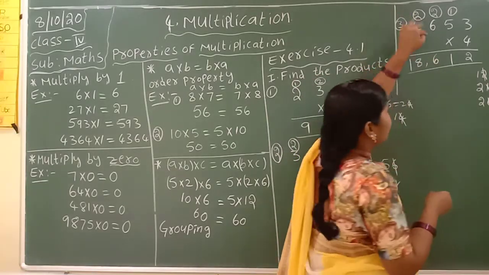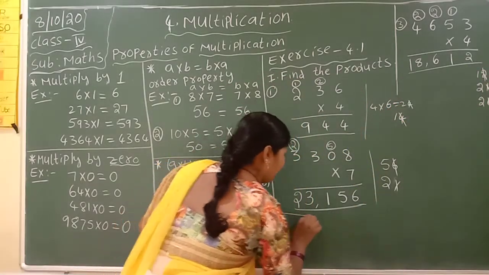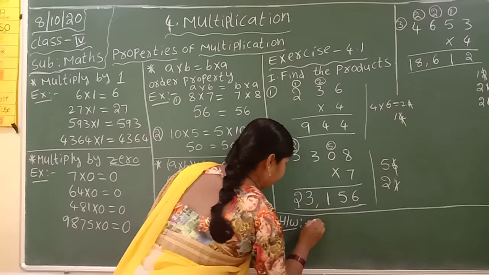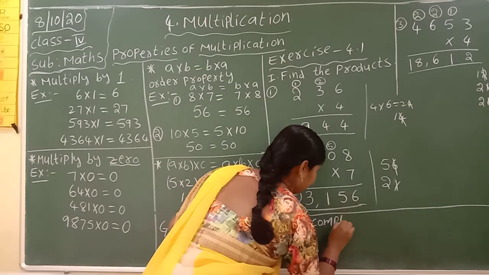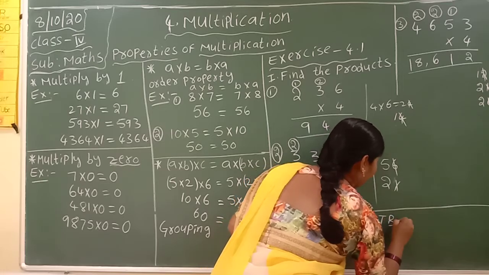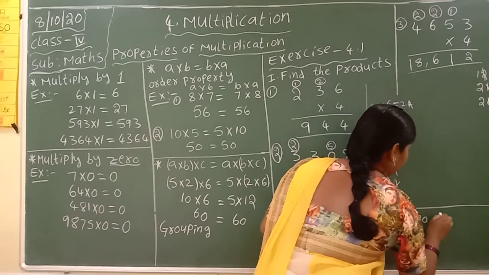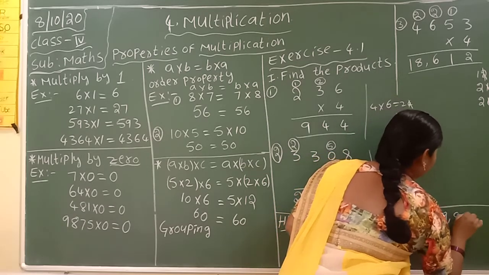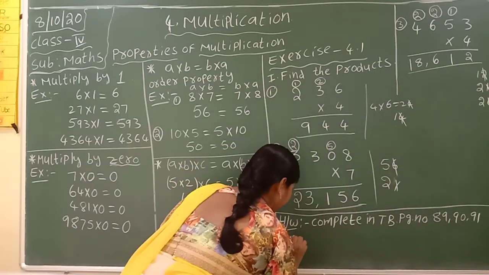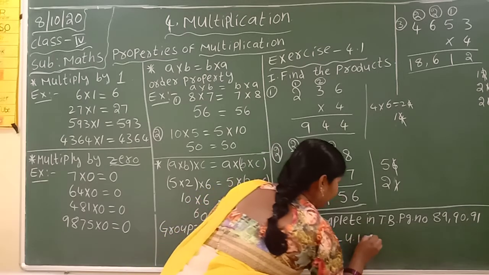So our answer is 18,612. Same like this you have to finish in your textbook. And today your homework is to complete in the textbook, page numbers 89, 90, 91, up to exercise 4.1 only.